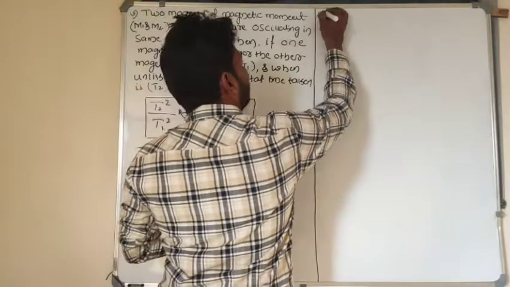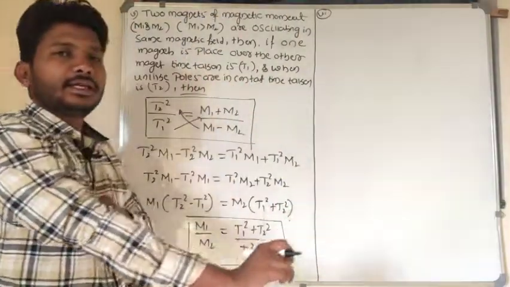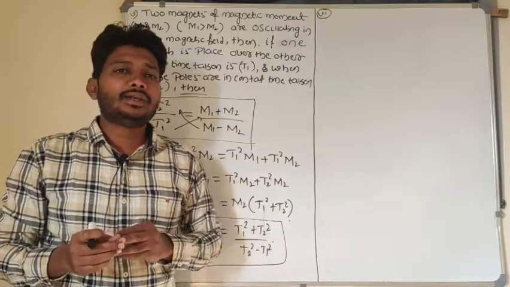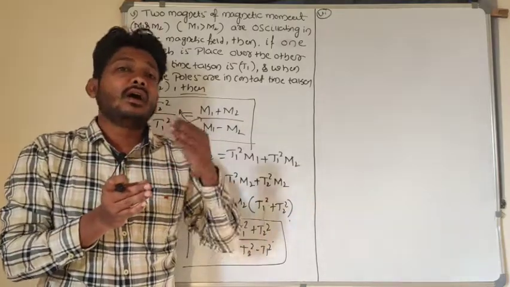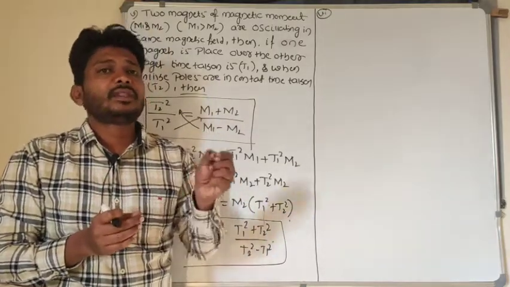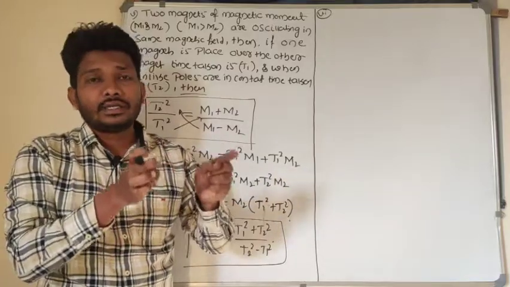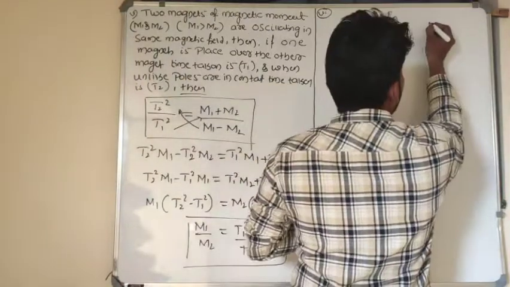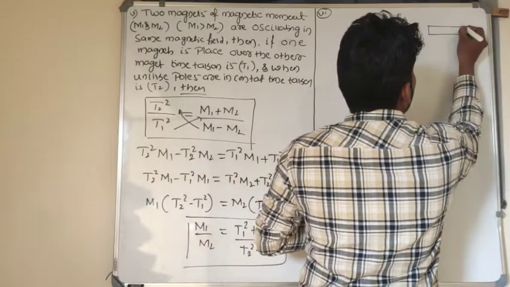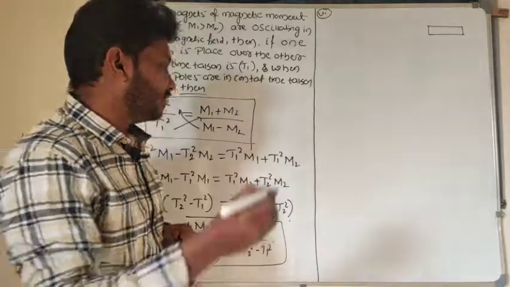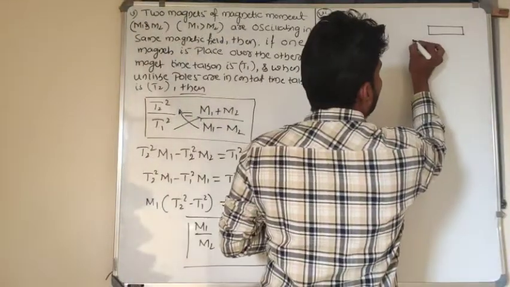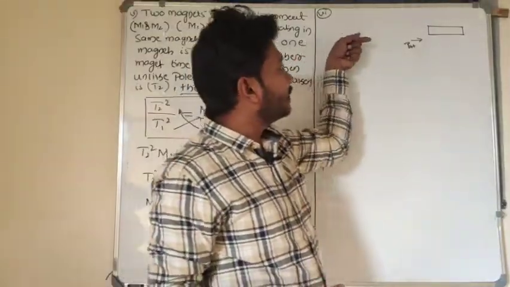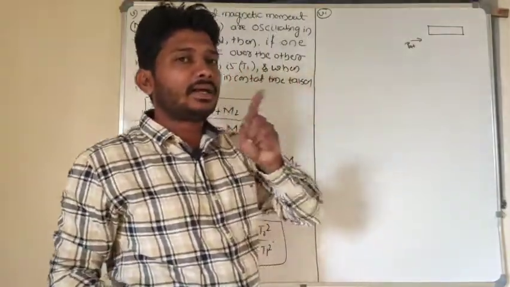We'll go for the next application here. For example, I will take one magnet having magnetic moment m, oscillating in a horizontal magnetic field, right? Then perpendicular to that horizontal magnetic field, another magnetic field is applied here. Look at here, this is one magnetic needle, right? This magnetic needle is oscillating in a uniform horizontal magnetic field. This is the horizontal magnetic field.